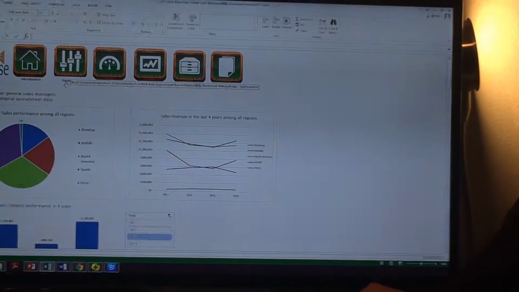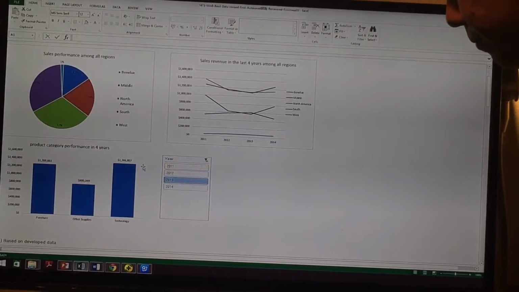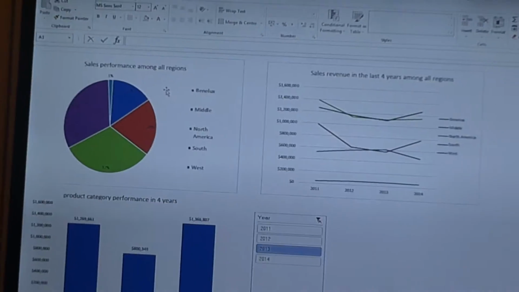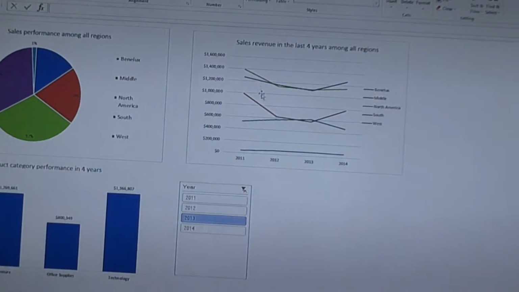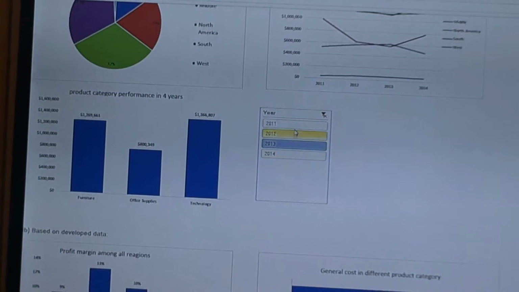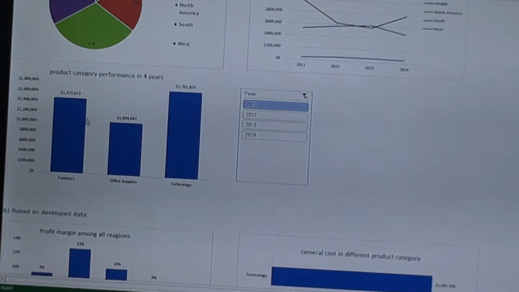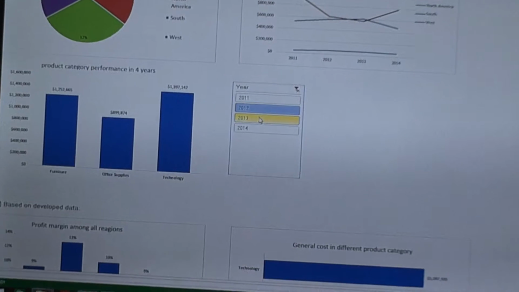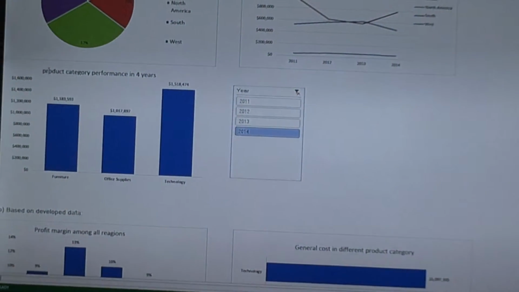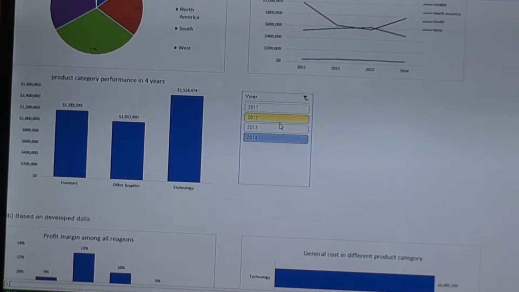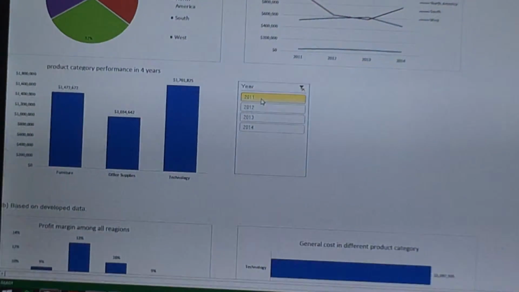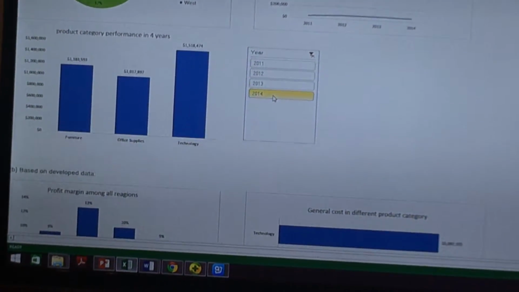Okay, I'm gonna explain some of these tables. Well, first of all, as you can see in this picture, this is the general sales performance among all regions, and this is actually the sales revenue in the last 4 years among all regions. And here is the slicer. If you click on the slicer, then you can see the changes in this graph, which means you can see the product, and in this table you can see the product category performance in the 4 years. So here is the product category performance in the years 2011, 2012, 2003, and 2004.